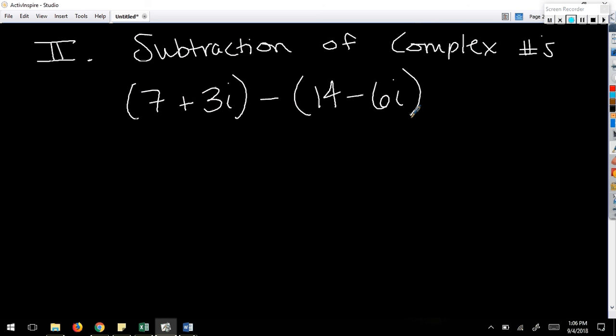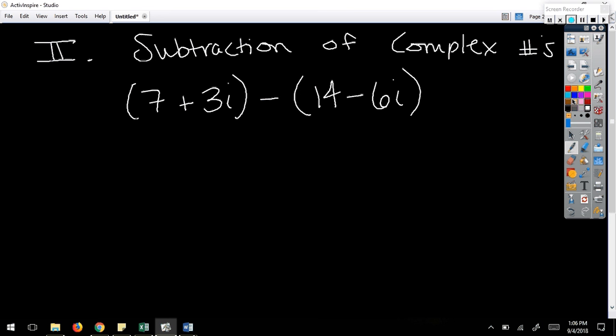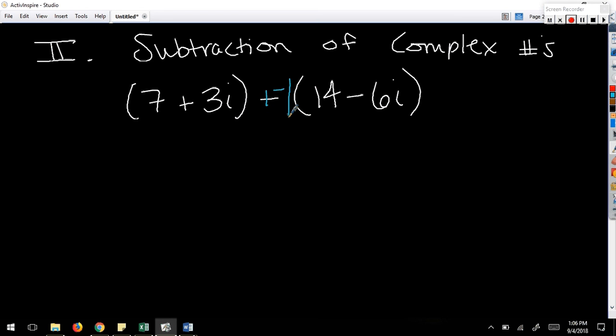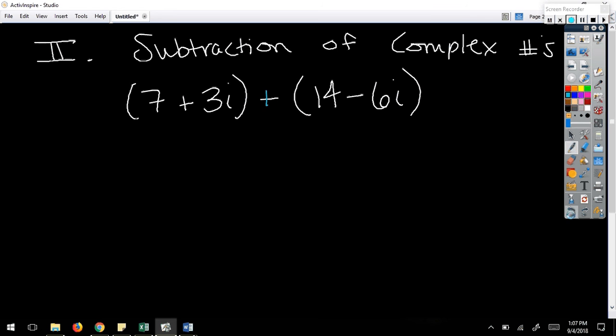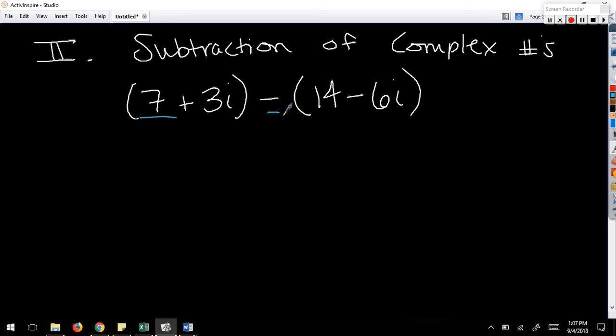All right. So when we subtract, this is just like subtracting any two binomials we ever have. We have to remember that we're subtracting everything in the parentheses that follows. If you're a same-change kind of person, this is really like adding a -1 in front. You do not have to. But here's what you have to remember: I'm doing 7 minus 14, and I'm doing 3 minus -6.